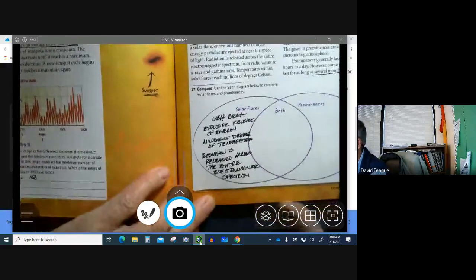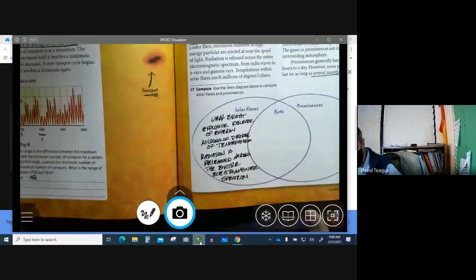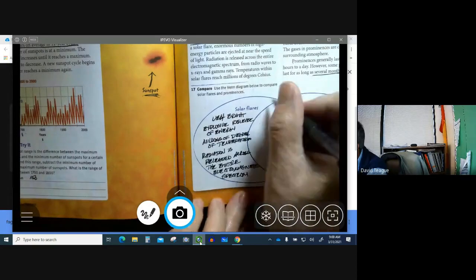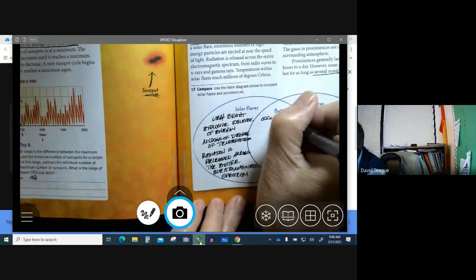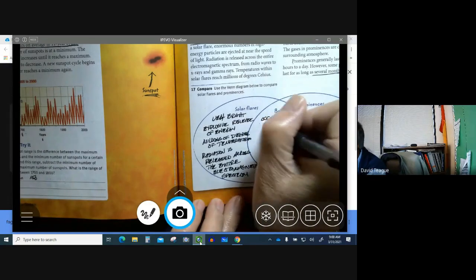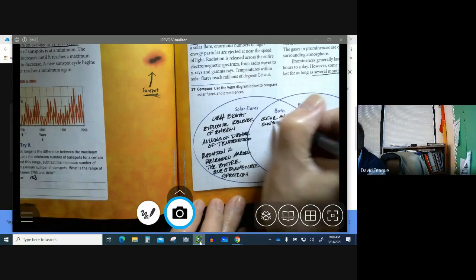Okay, both of these occur in the sun's atmosphere.